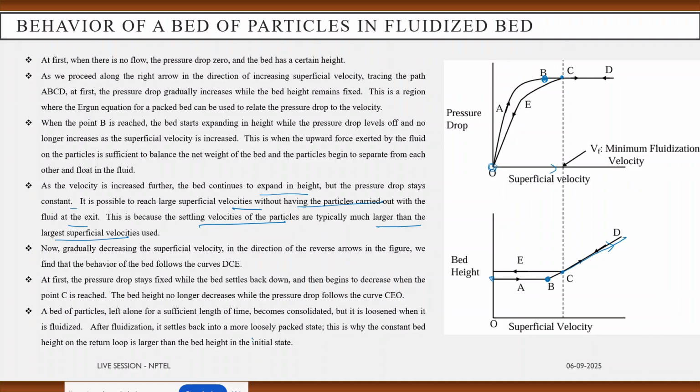So a bed of particles left alone for a sufficient length of time becomes consolidated, but it is loosened enough when it is fluidized. So after being fluidized, it settles back to a more loosely packed state. This is why the constant bed height of the return loop is not possible over the period, and it is always larger than the bed height at the initial.